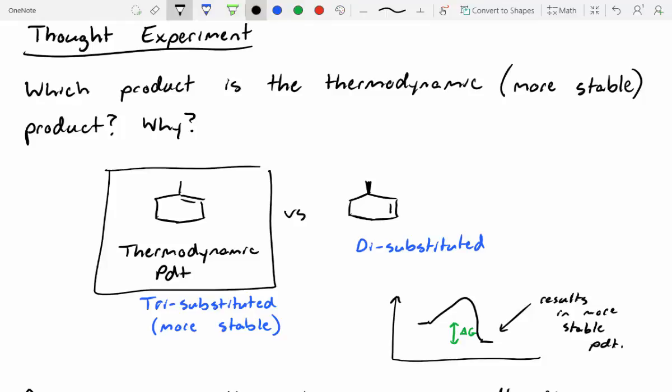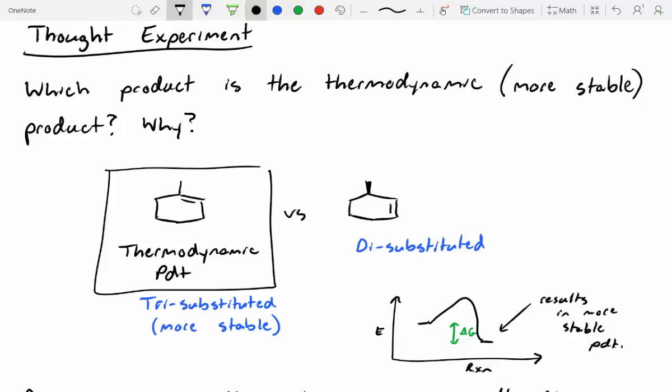What does it mean when it's a kinetic product then? Jump back over, use the example we had. Yeah, the kinetic product, we're not concerned with the delta G. We're actually only concerned with activation energy, right? So our kinetic product has the lowest activation energy. Our thermodynamic product just results in you getting to the most stable product regardless of that activation energy.